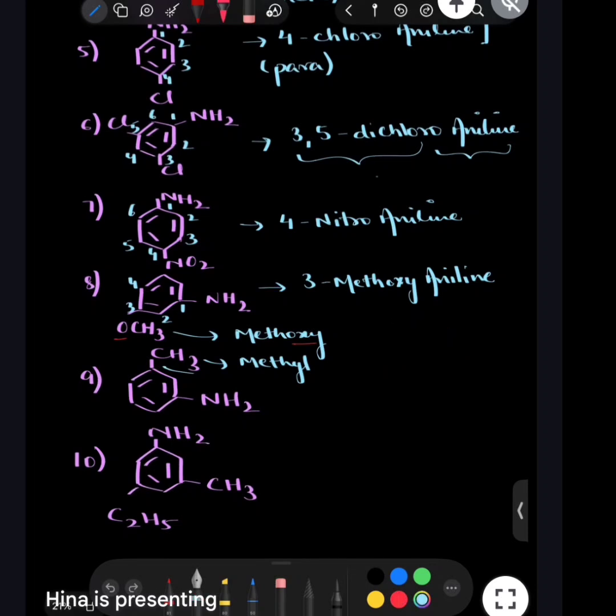Can continue with the ninth question. We can see there is a methyl group, and we need to give the preference to the amino group, so we'll start numbering from here, 1, 2 and 3. So we are getting the methyl group in the third position, so its name will be 3-methyl aniline.